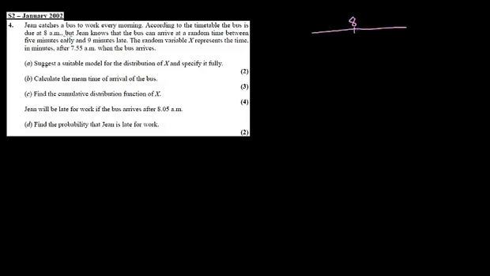But Jean knows that the bus can arrive at a random time between 5 minutes early, so the bus can come at 7:55, and 9 minutes late. That means the bus can come at 9 minutes past 8, that is 8:09.